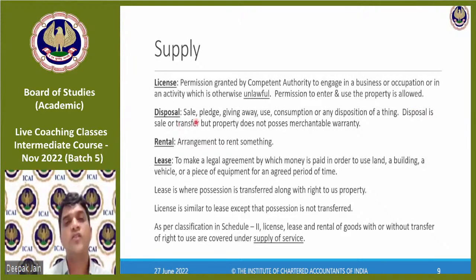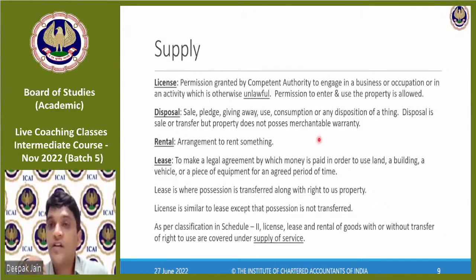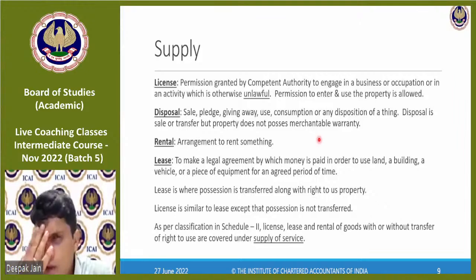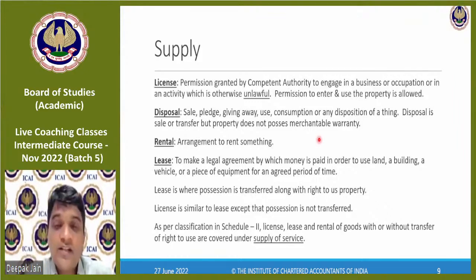Disposal. We know disposal, just throwing off, giving off. Sale, pledge, giving away, use or consumption or any disposition of a thing is disposal. Disposal is sale or transfer, but the property does not possess a merchantable warranty. Which means if I sell something today and it gets broken, or it's not performing at the time when I agreed, I said that it will perform, it will give you good quality, that is a separate thing, but at least basic things it should perform. So if I give you a product and it's not performing, you have a right to claim it back. That is an example of a sale.